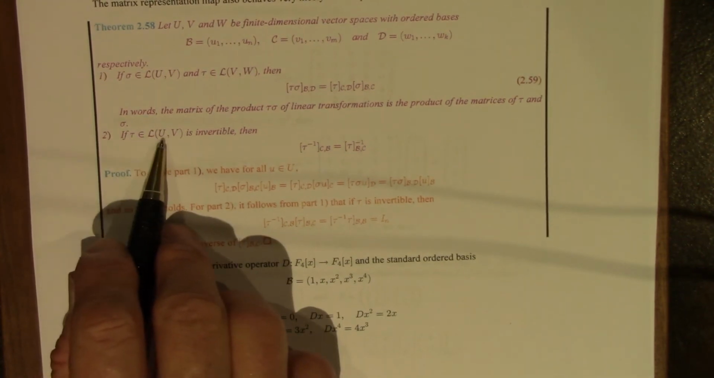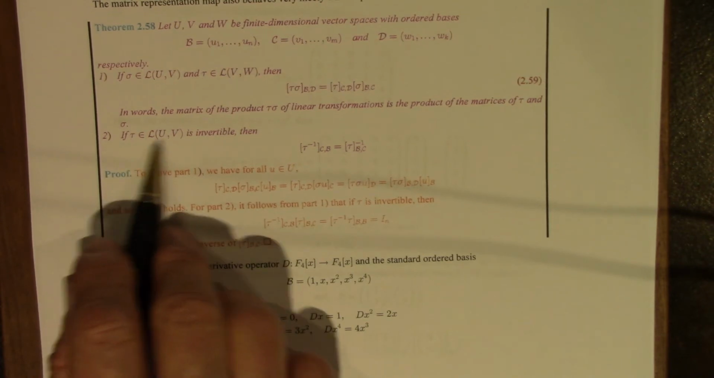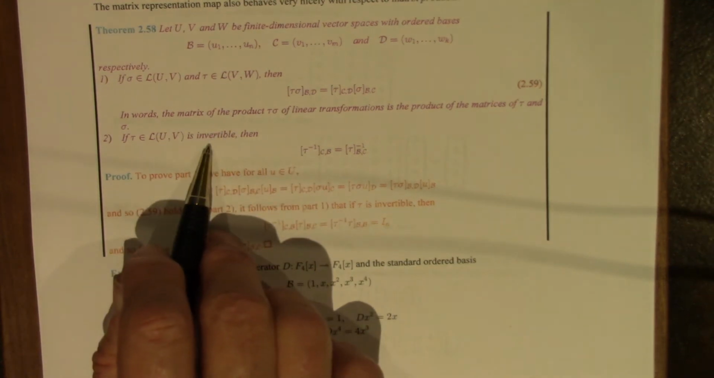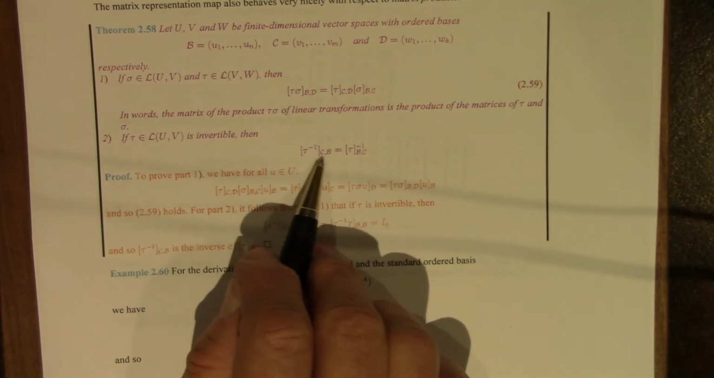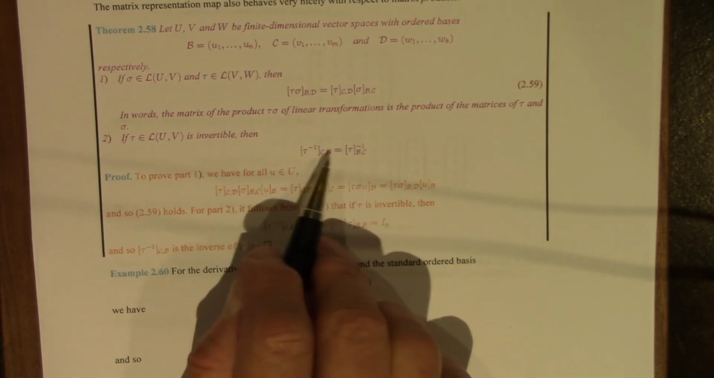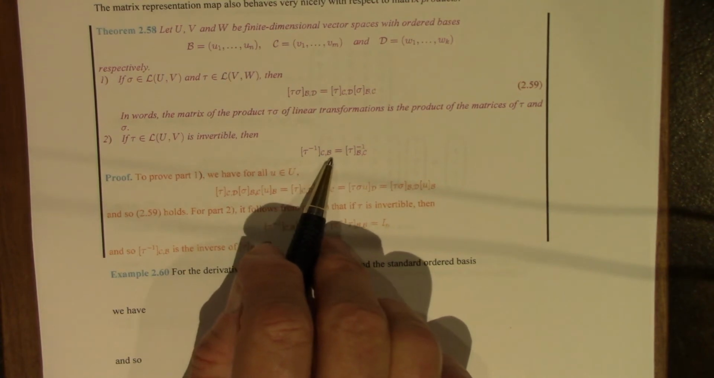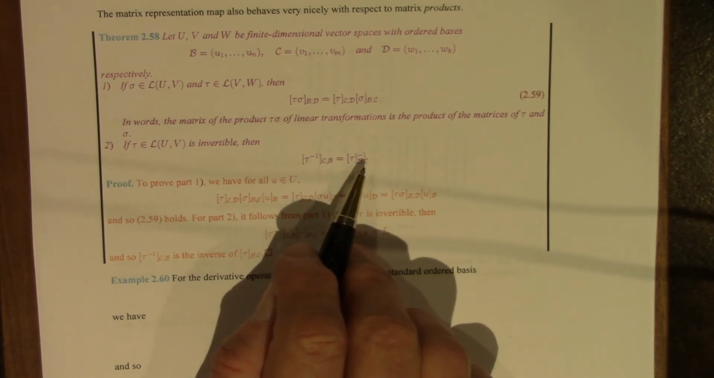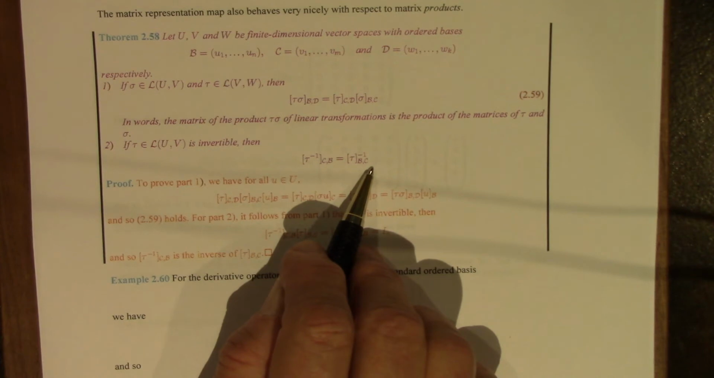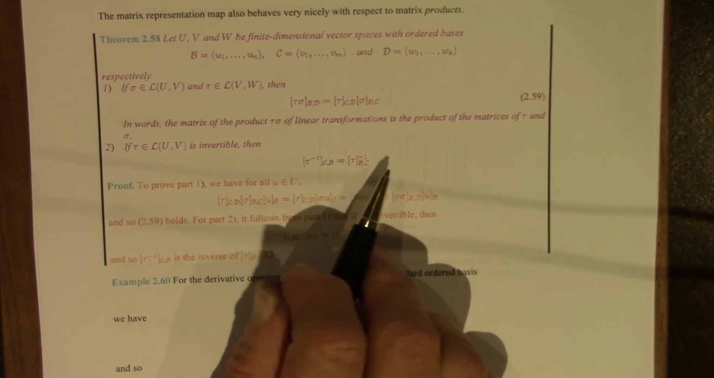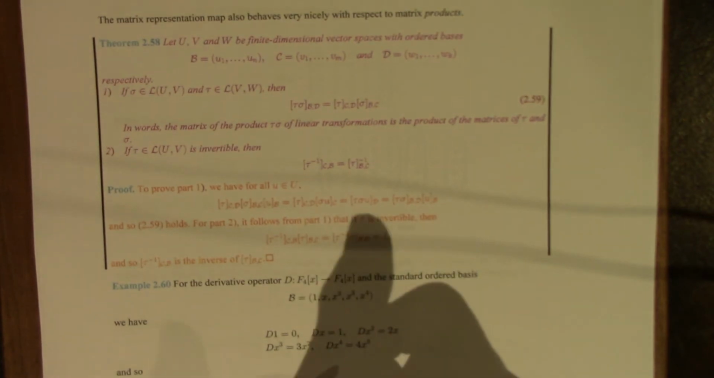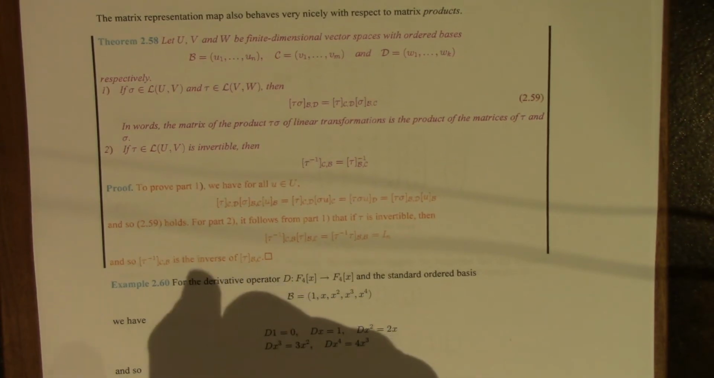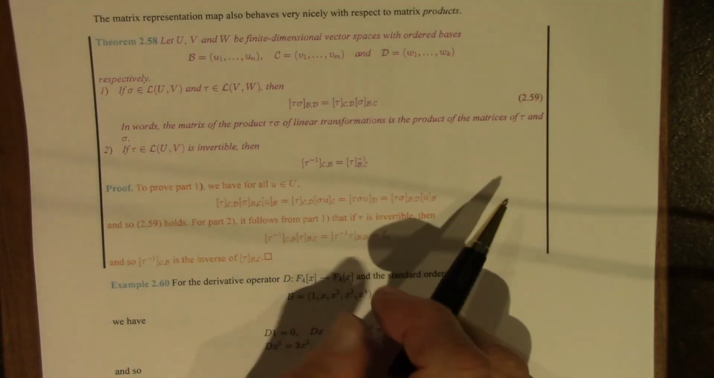Also, if we have a linear map from U to V that is invertible, that means it's a bijection and it has an inverse, then the matrix representation of tau inverse with respect to the bases C and B is the inverse of the matrix representation of tau with respect to B and C. This is similar to a formula for the change of basis matrix from B to C and C to B, how those two relate, if you remember the formula.